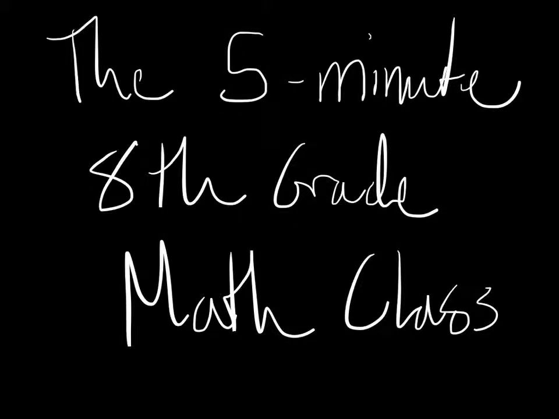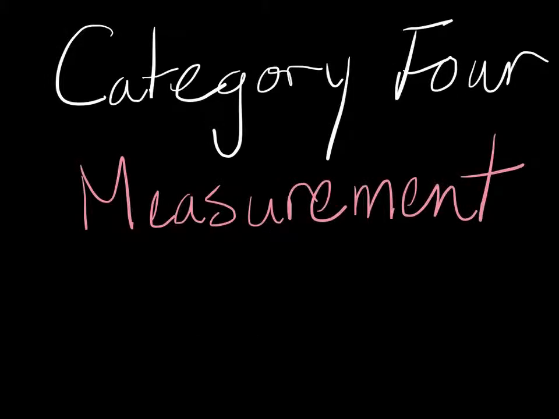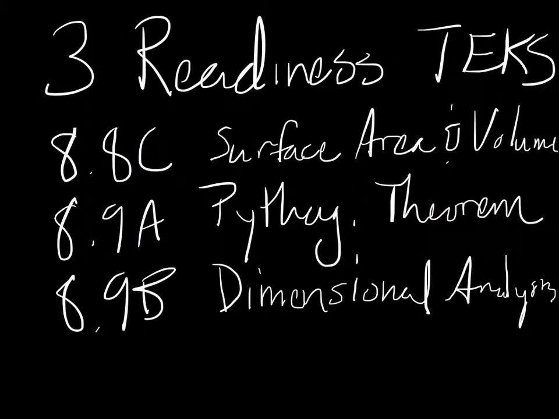This is the 5-minute 8th grade math class. Category 4, Measurement. Measurement has 3 readiness TEKS: 8.8C on surface area and volume, 8.9A Pythagorean theorem, 8.9B dimensional analysis.